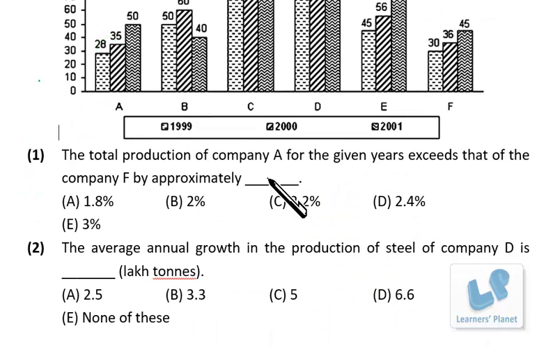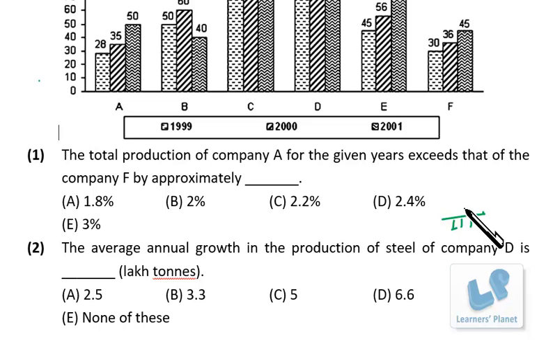The total production of company A for the given years exceeds that of company F by approximately what percentage? So from company F to company A we just have to see the change. In the denominator we have to have company F, and then in the numerator once again we just have to see the change.